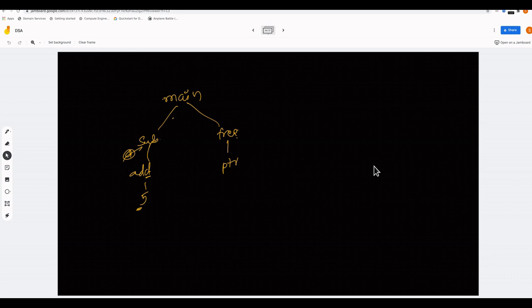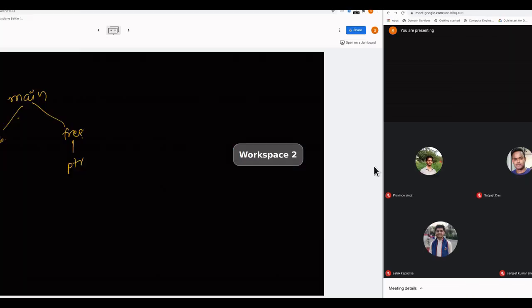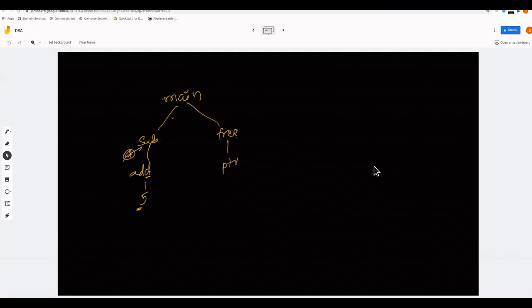That's it for expression trees. I hope you understood the point here. For depth, yes, and 2 operands: of course, phi and pointer are the only operands. That's right. Okay, thank you.